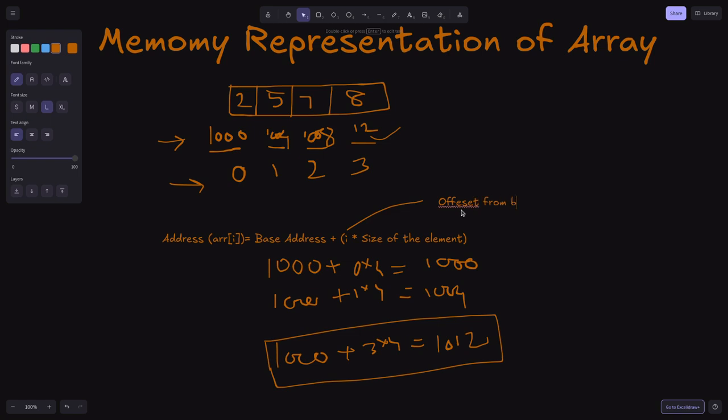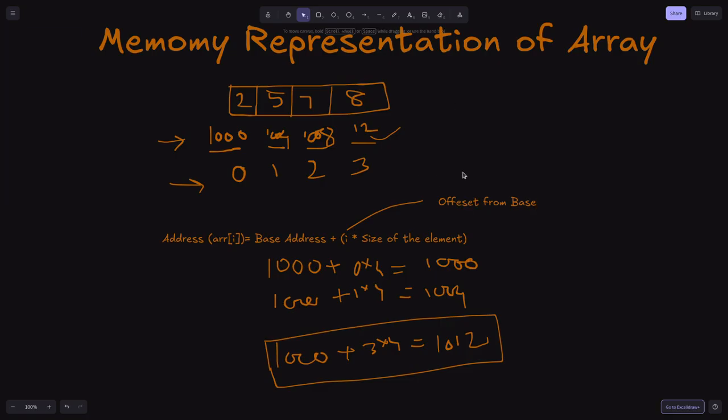from base. What does this mean? Offset from base means how far that element is from the base location. So you can see the first element is always at the base location. That's why the offset or the index is 0 for the first element. The second element is at a distance of 1 space that this particular element takes. So the offset from base is 1 for the second element.